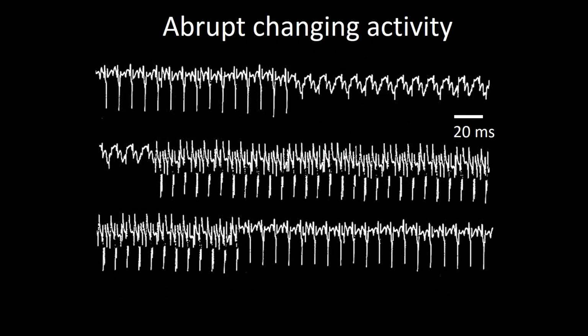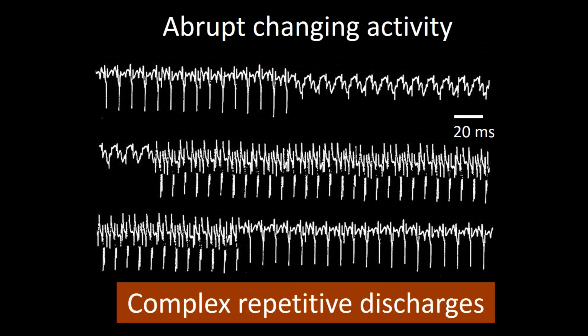The fourth group corresponds to activity with abrupt changes. This term is used in the presence of the findings reflected in this frame. In it, you can see an abrupt change in amplitude and shape of the basic waveforms in the ongoing rhythm, here, here, and here. This is typical for complex repetitive discharges.